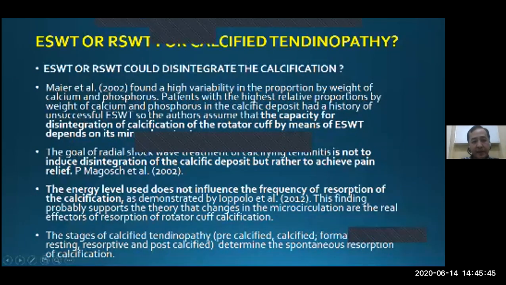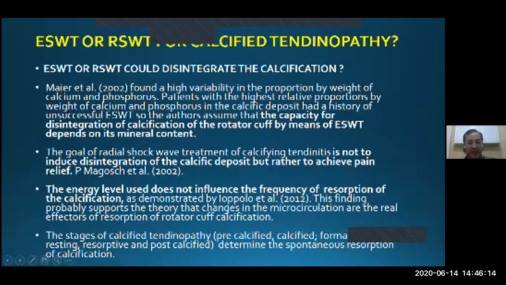Meyer in 2002 found a high variability in the proportion by weight of calcium and phosphorus. The patient with the highest relative proportion by weight of calcium and phosphorus in the calcific deposit had a history of unsuccessful shockwave. So the authors assume that the capacity for disintegration of calcification of the rotator cuff by means of shockwave depends on its mineral content.